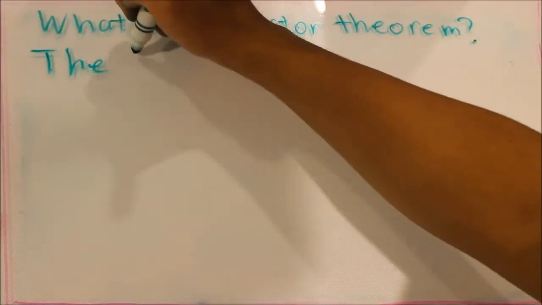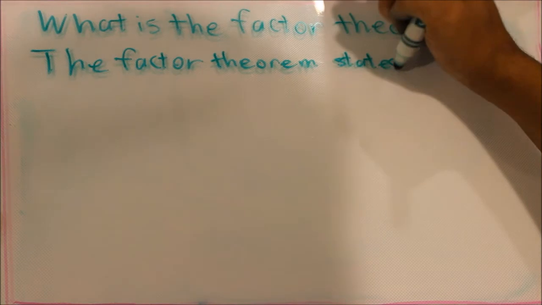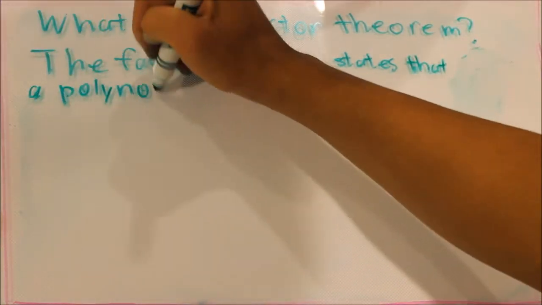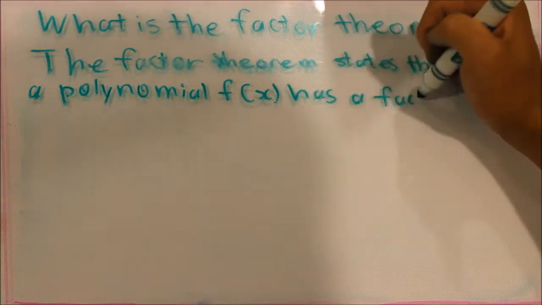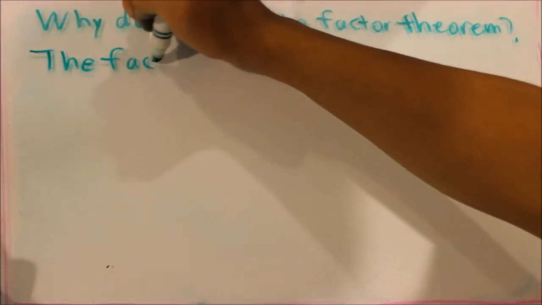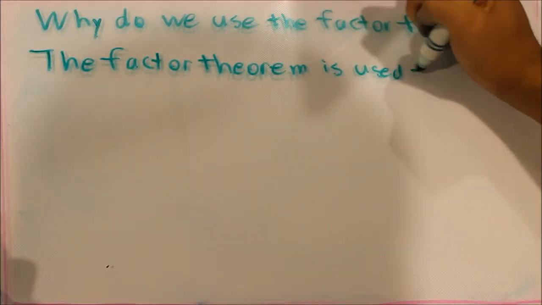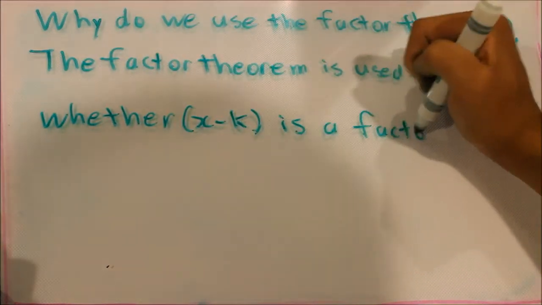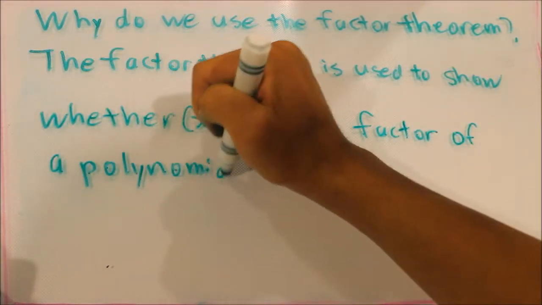What is the factor theorem? The factor theorem states that a polynomial f of x has a factor x minus k if and only if f of k equals 0. Why do we use the factor theorem? The factor theorem is used to show whether x minus k is a factor of a polynomial f of x.